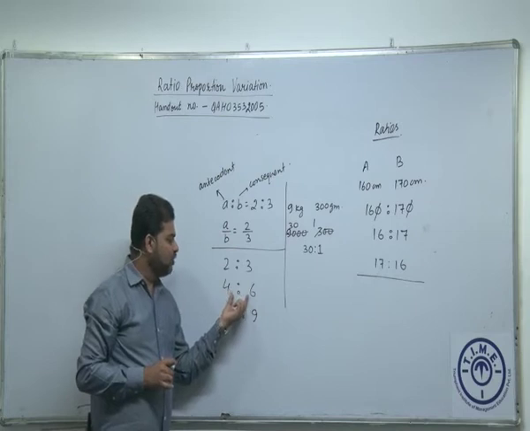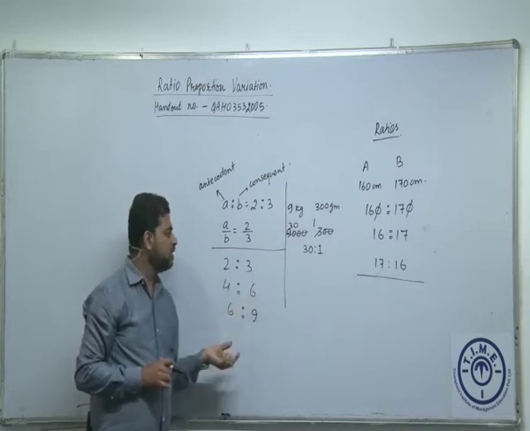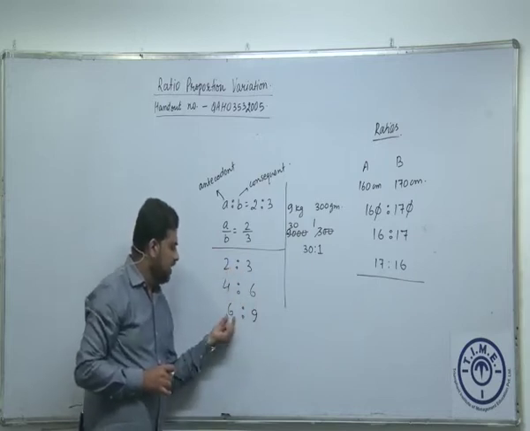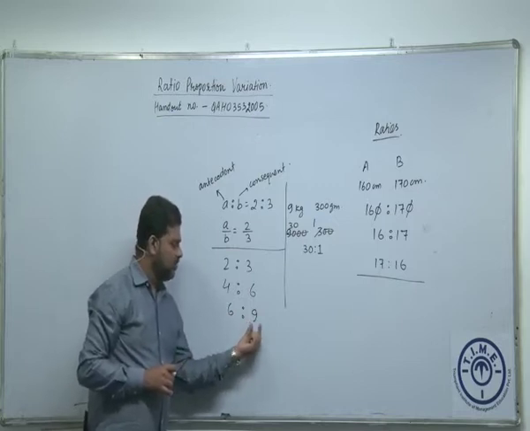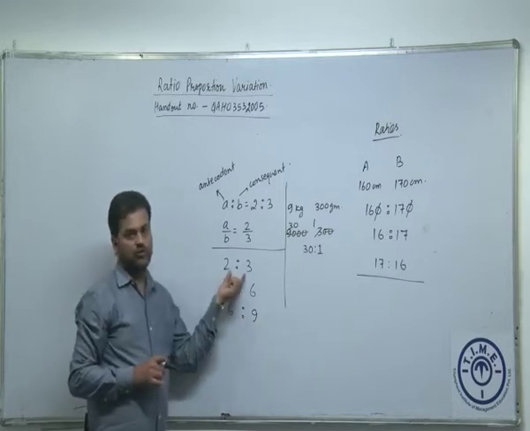So if I am writing 4 is to 6, there is a common factor 2 by which we can cancel out 2, 4 and 6. So ultimately I am going to get 2 is to 3. Similarly, look here. Can I divide 6 and 9 by 3? So 6 divided by 3 is 2, 9 divided by 3 is 3. So the ratio here also is 2:3 only.